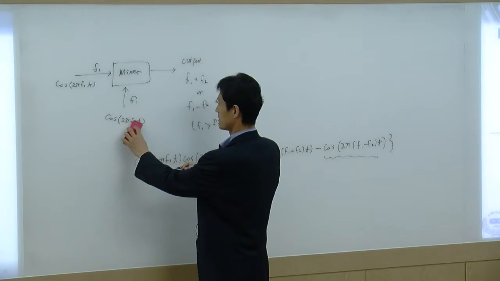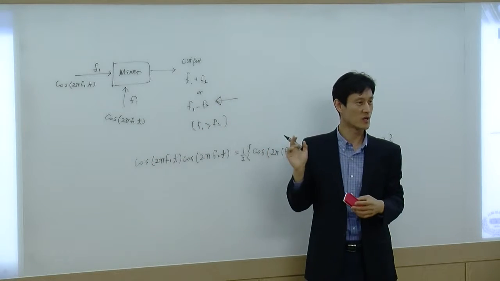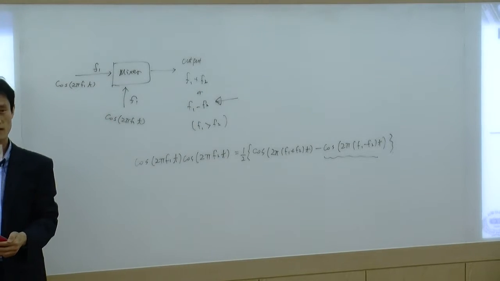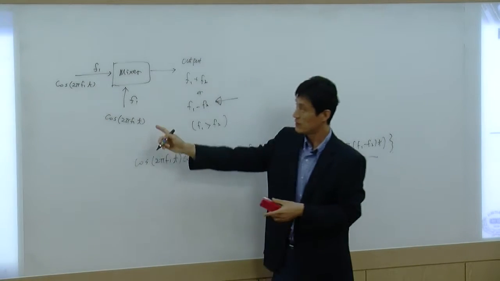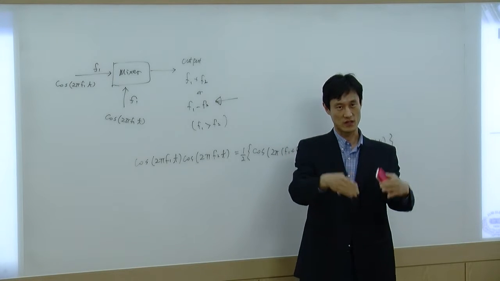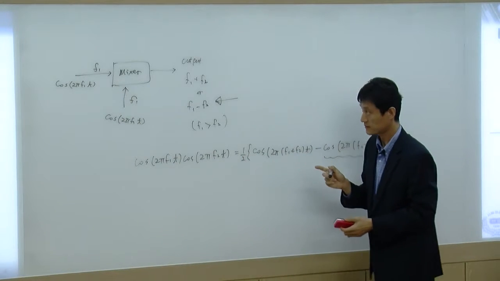Same frequency. I can put the same frequency for both of the inputs. That's actually what's happening inside. There are 2 inputs, so I can just put the same frequency into the mixer. In that case, what's happening?